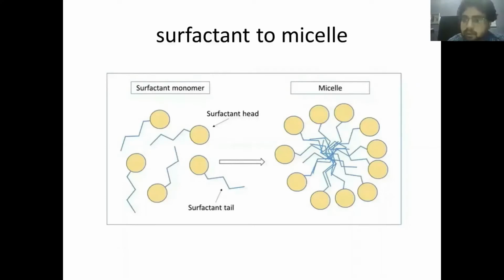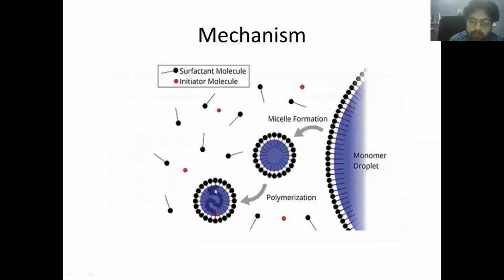Now that macromolecule has to be separated, which you can see here. This is a macromolecule. It has to be separated out. So we get the polymer.